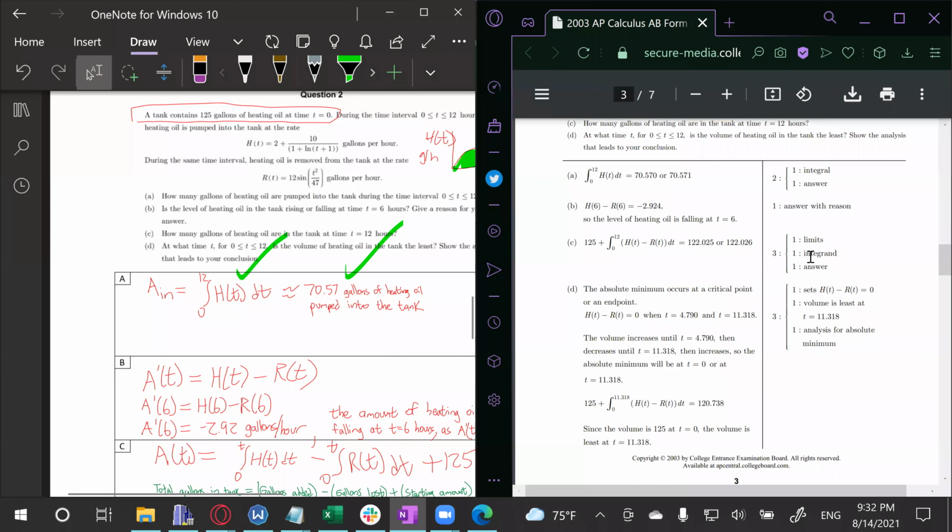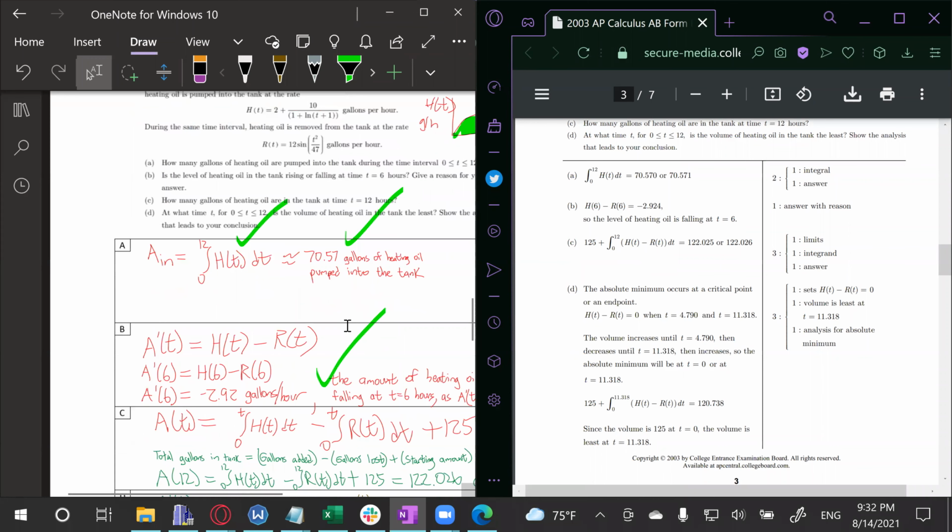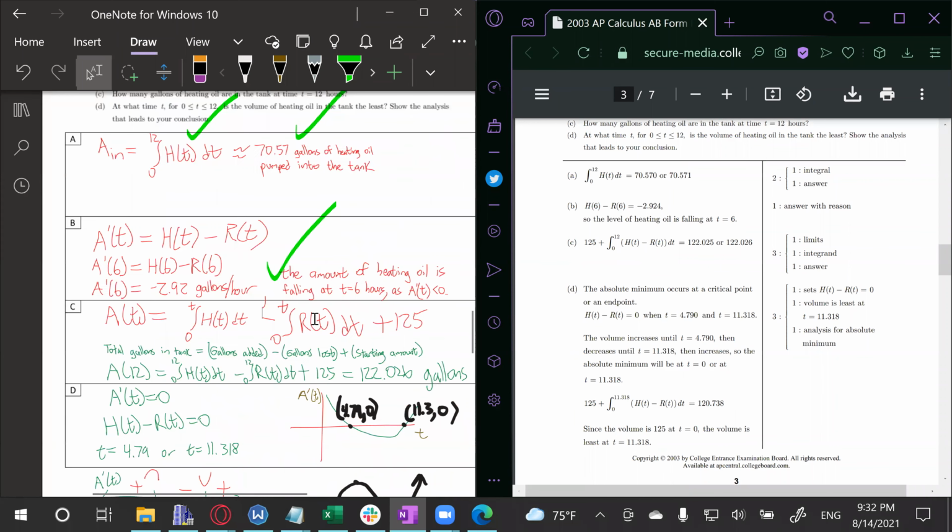Part C, 1 point for our limits from 0 to 12, 1 point for our integrand. We're integrating h(t) minus r(t), and 1 point for our answer of 122. Okay, down here we've got the integral from 0 to 12 of h(t) minus r(t). So that's our limits, our answer, and our integrand, h(t) minus r(t). That's good.